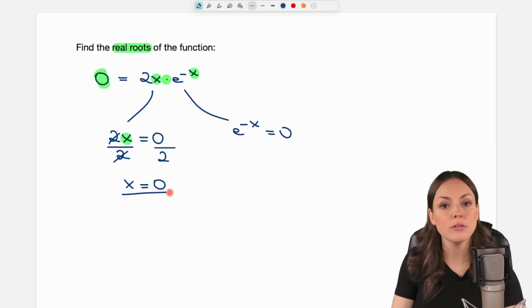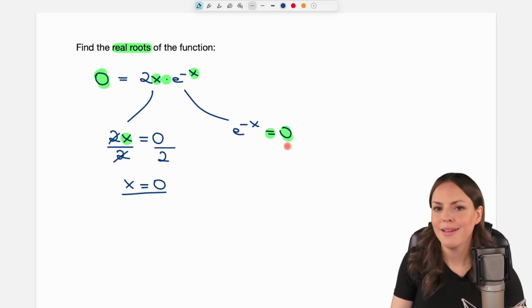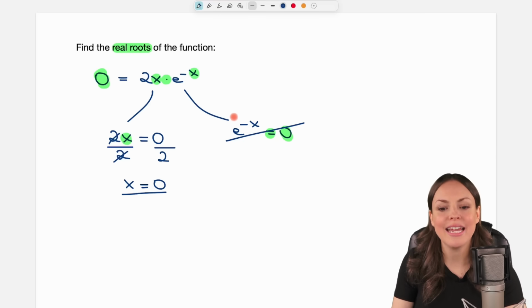So we found a root of our function. What about this equation here? E to the power of something is equal to 0. Nah, we know now that this is not possible. E to the power of something cannot be 0, so we don't get any more roots out of this equation here. This is the only solution we have for our roots.